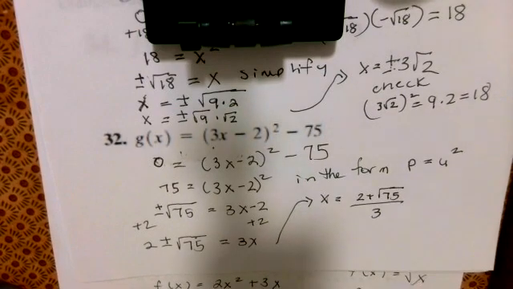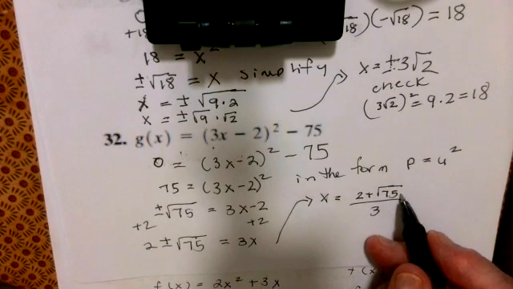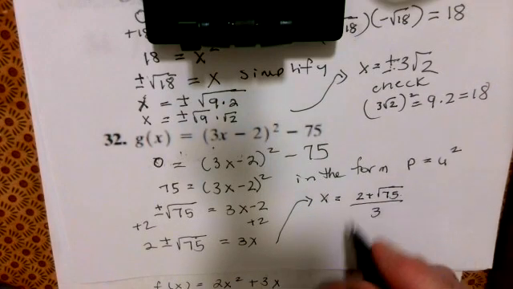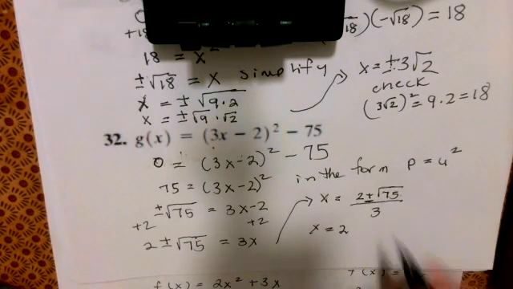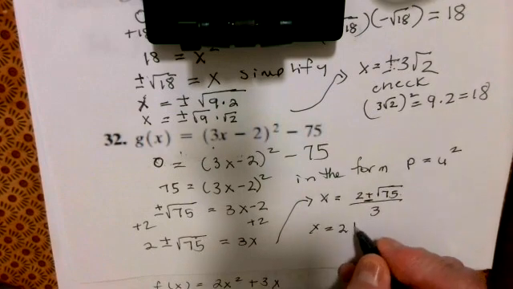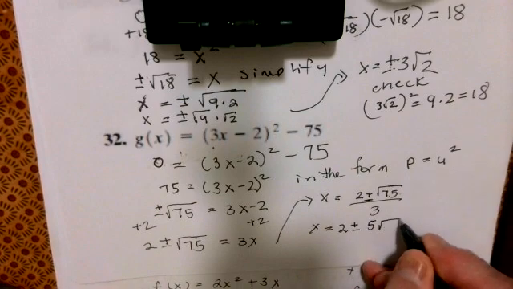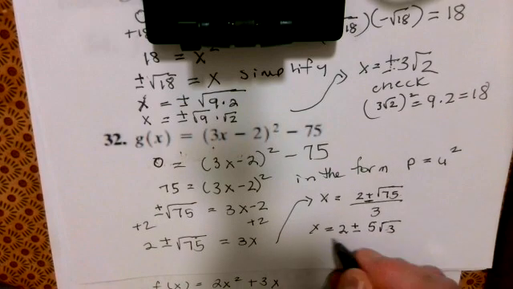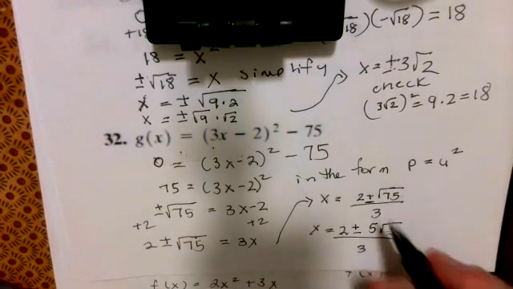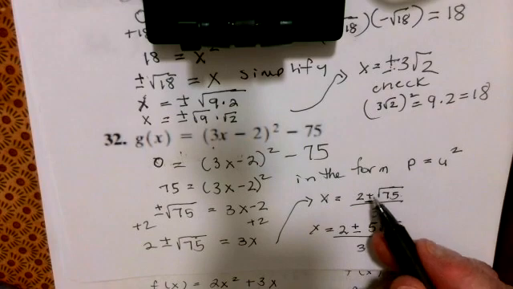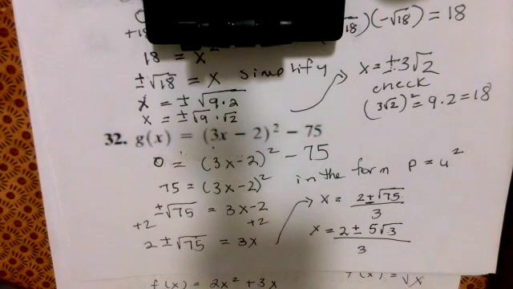Now, we need to see if this can be simplified. So is there a perfect square that goes into 75? Sure, 25. So x equals, and remember it's plus or minus, 5 times the square root of 3 over 3. Let's see how I simplified that. I skipped a step, but I took the 25 out, took the square root of 25, which gives me 5, and it leaves 3 inside.